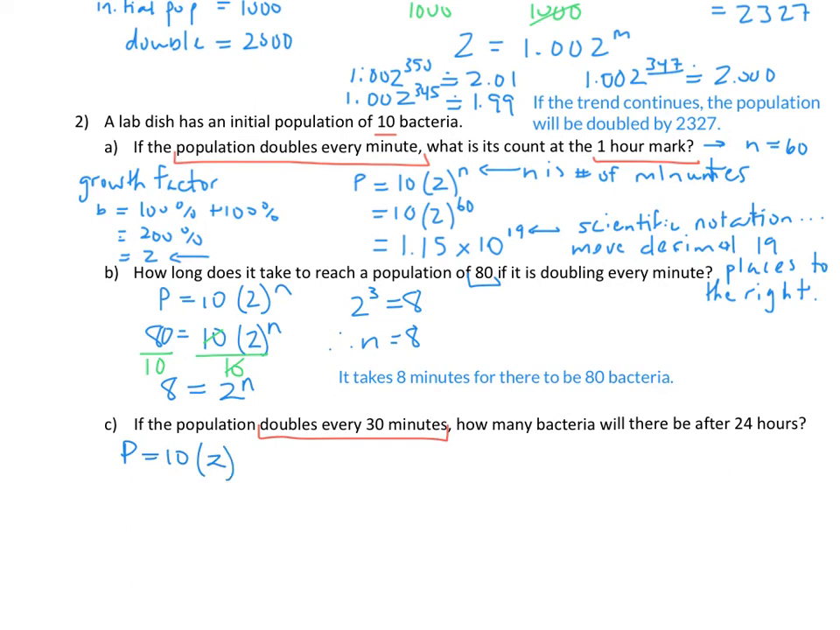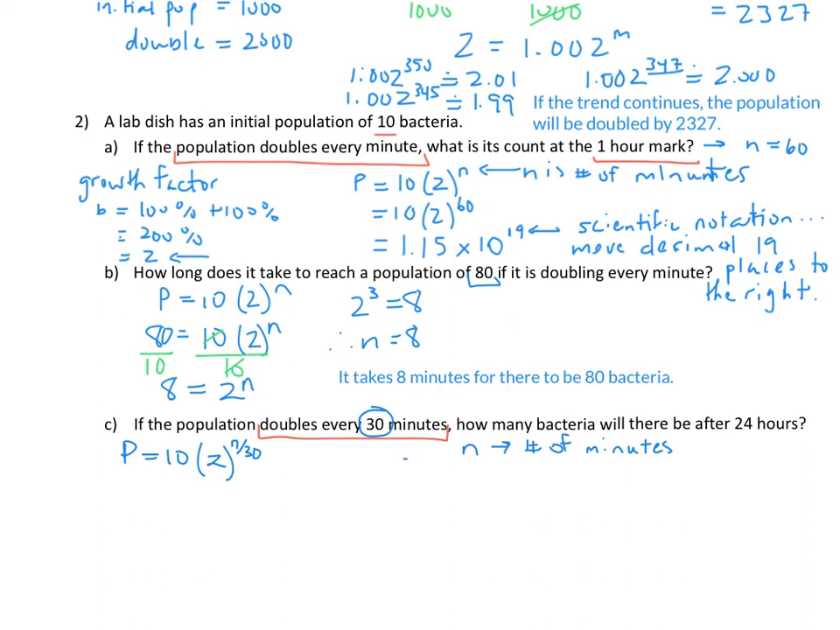N is the number of minutes. We want to figure out how many bacteria there would be after 24 hours. We need to figure out a way to take our number of minutes and see how many groups of 30 we can get. Well, that's just division. So instead of using n as our exponent, which means we would be doubling every single minute, we're going to use n divided by 30 as our exponent here.